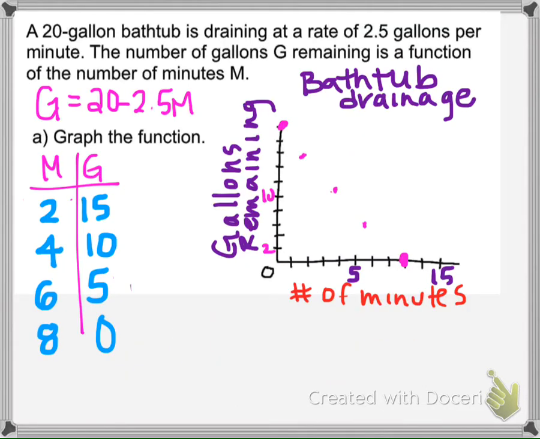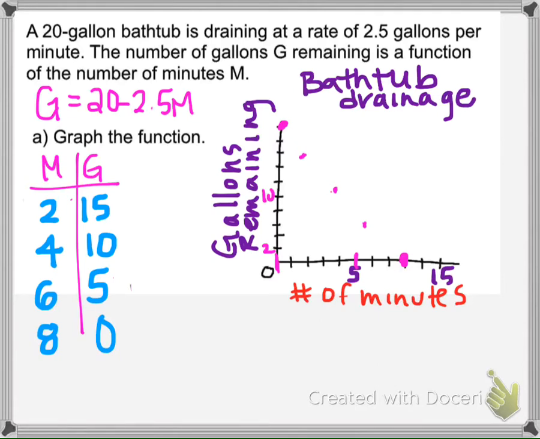It says a 20-gallon bathtub is draining at a rate of 2.5 gallons per minute. So I had graphed this situation here, and I need to decide whether I need to connect the points or not. If I were to connect the points, then I'm saying that if this is 5 minutes and this is 0 minutes, that as the bathtub is draining, I want to include a half of a minute.